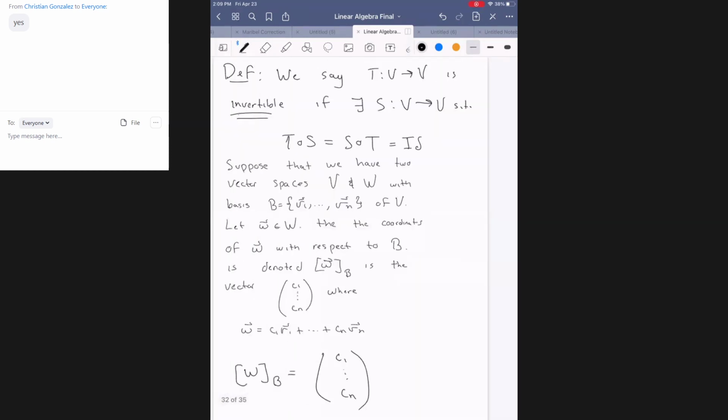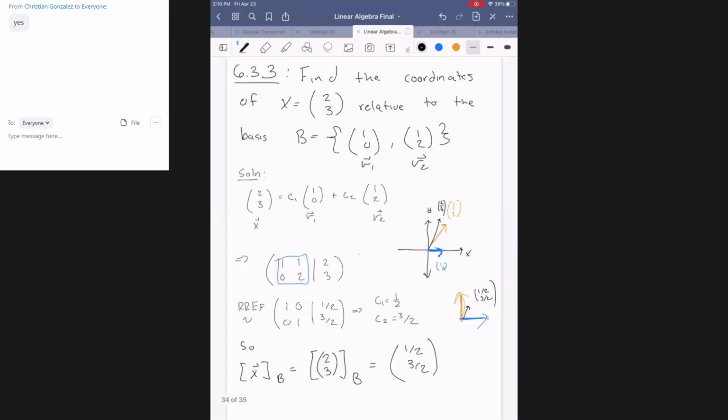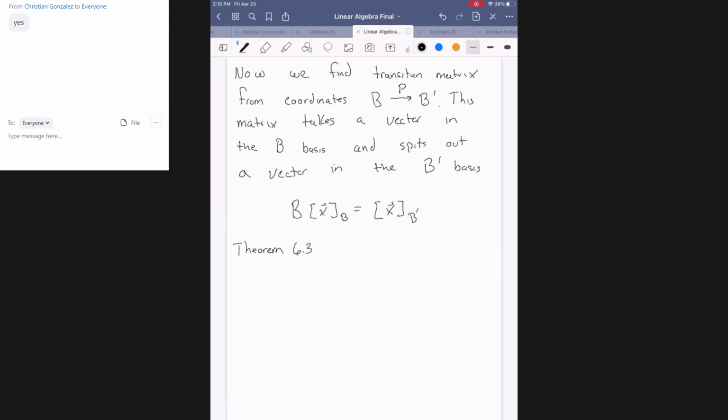Well, what theorem would this be? Three. So let B be the basis with V1 to Vn, and B prime be the basis U1 to Un. So how do you find this P?